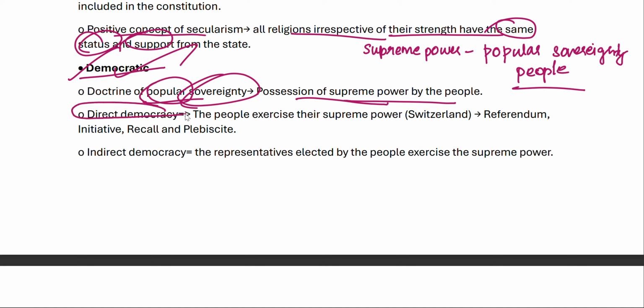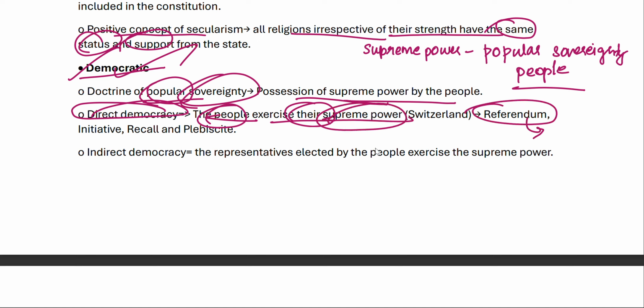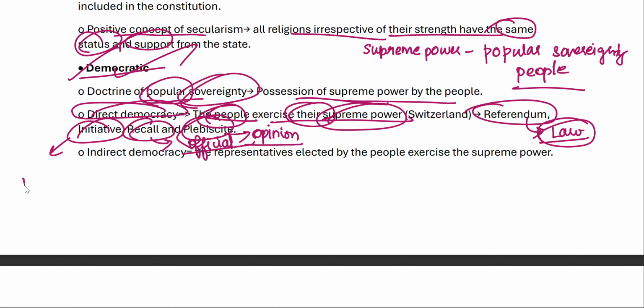Right. Direct democracy is when the people exercise their supreme power by referendum, when you are going for a law and people need to vote on this law. And plebiscite is the opinion of the people. Recall is removing an executive official who is not performing his functions. Initiative is when the people bring up a law by themselves.